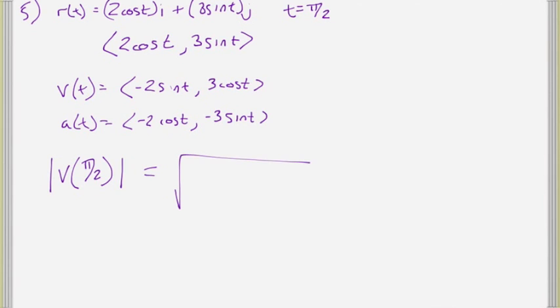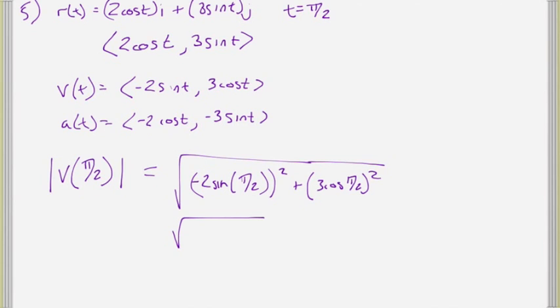So that's the square root of, and then we're using our velocity vector: negative 2 sine of pi halves squared plus 3 cosine of pi halves squared. The sine of pi halves is 1, so that works out to be 4. The cosine of pi halves is 0. So our magnitude is then 2, which means the speed is 2. Part D deals with the direction as well, so we're not going to worry about that part.